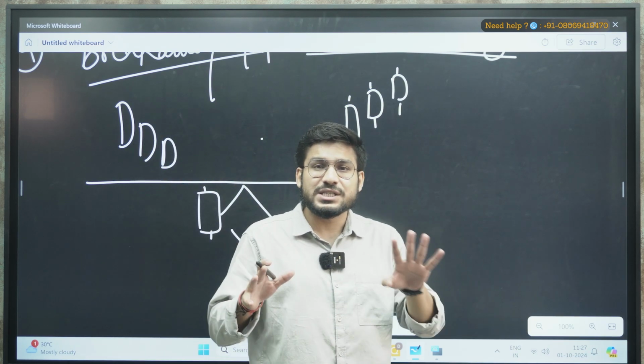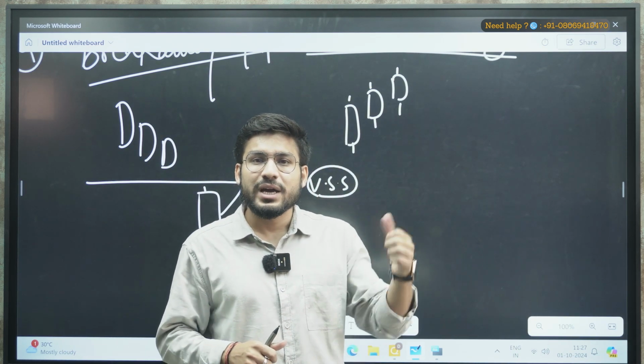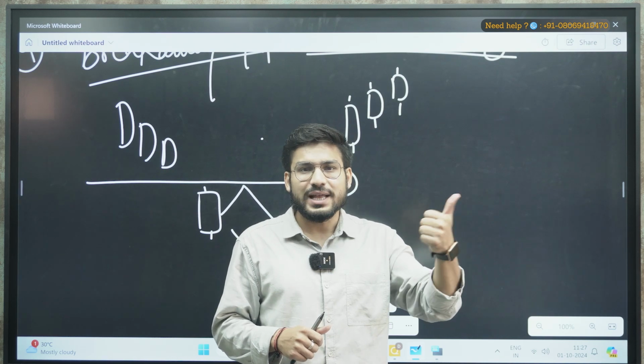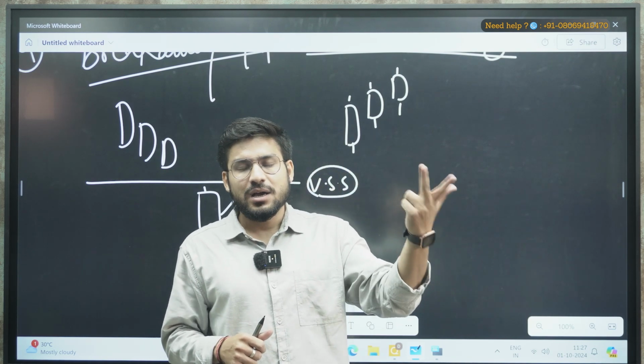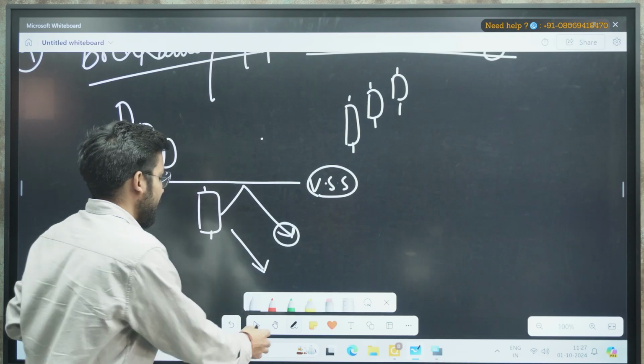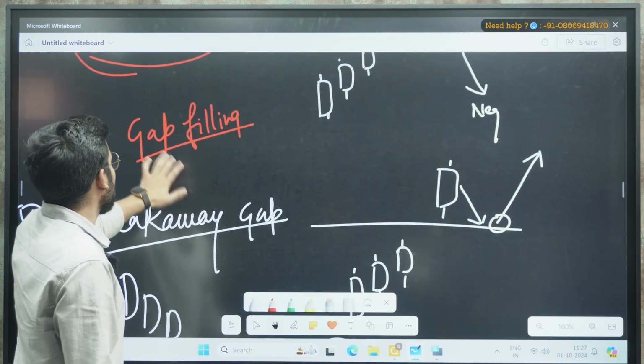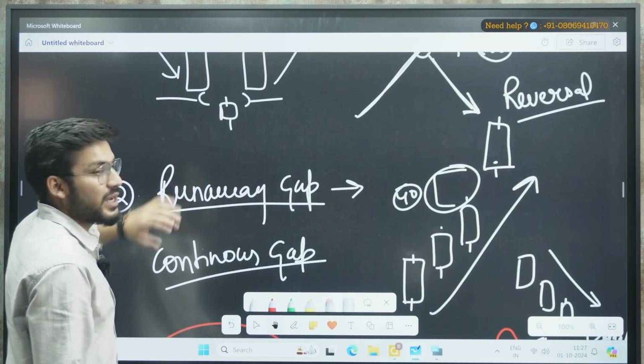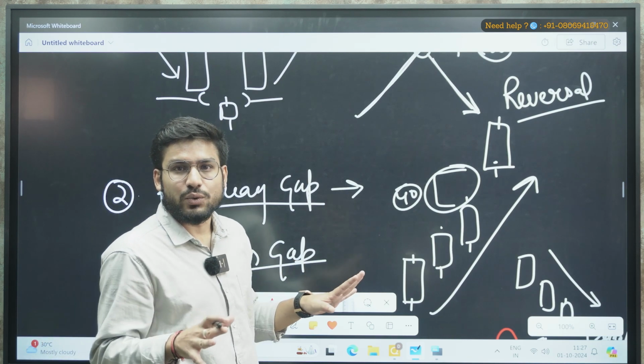So I hope these four terms are clear to you. The first one is the common gap, then there is the exhaustion gap, then there is the breakaway gap, and the runaway gap. I hope these four terms are clear to you, right?